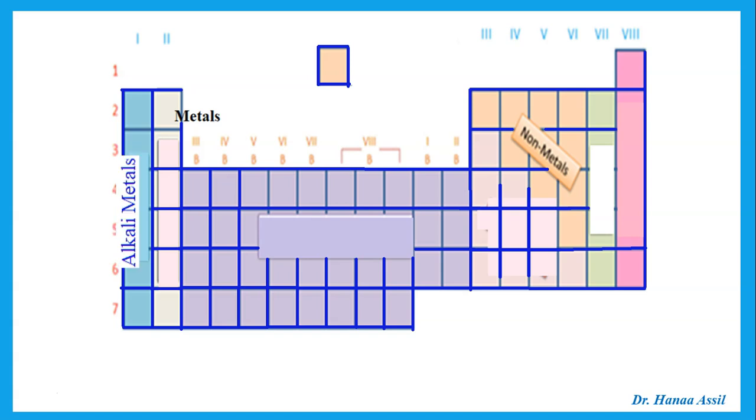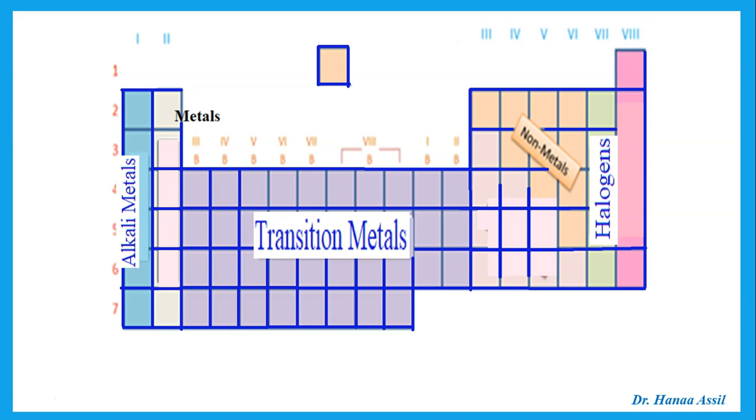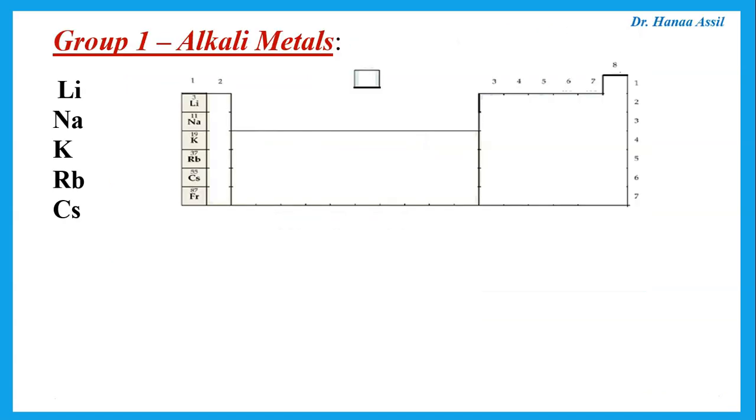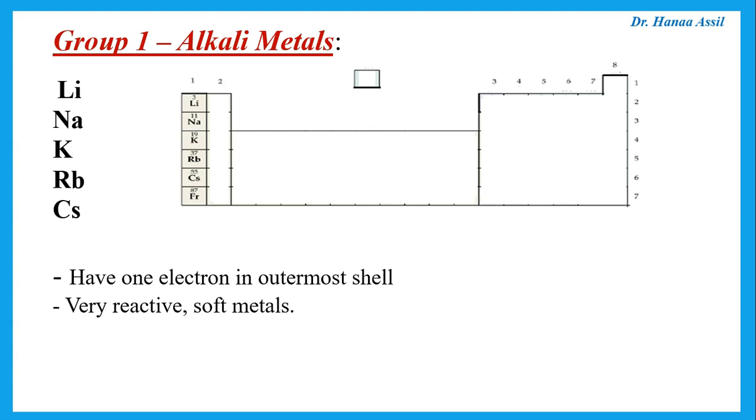We know that anything in group 1 is called alkali metals. The part in the middle is the transition metals. Group 7 is the halogens and group 8 is the noble gases. So group 1, the alkali metals, have 1 electron in the outermost shell. They are actually the most reactive metals compared to the other groups.